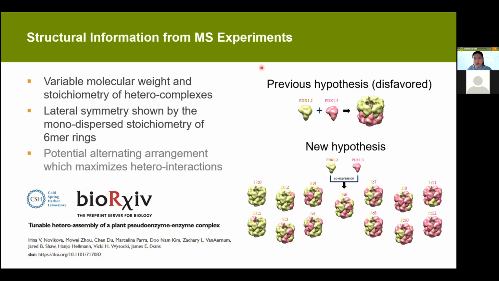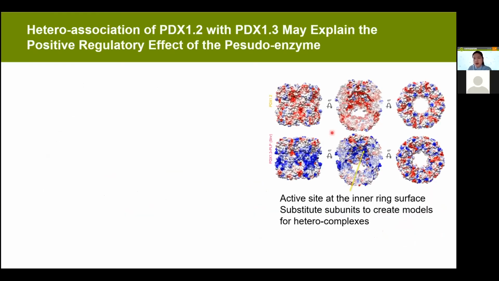To summarize, in native mass spectrometry experiments, we can define the variable molecular weight and stoichiometry. And also by breaking up the complexes and mass isolating different species, we can start to understand the symmetry within this assembly. We have some other data I'm not showing here suggesting there may be an alternating arrangement of the subunits that will maximize the hetero interactions in the complex. And this is in bioRxiv right now if you're interested in looking into more details. So what this can help us with is that we can start to build models to help explain the mechanism of the interaction.